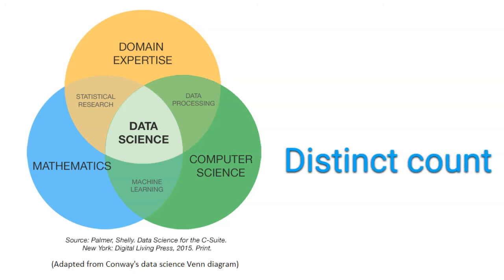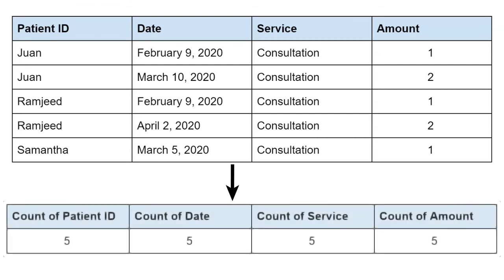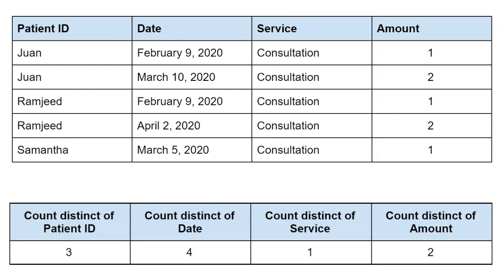This function gives us the amount of unique values in a data range. Let's use this table as our example. If we create an aggregated table out of this table using the count function on all columns, we will get an aggregation that looks like this. If we apply the function distinct count on all columns, we will get an aggregation that looks like this.